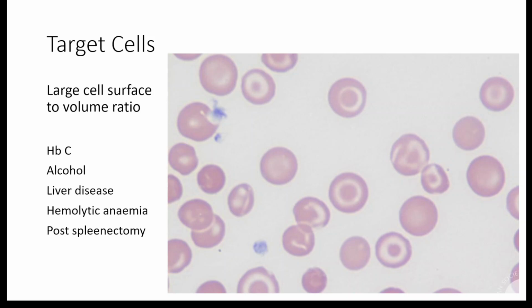In conditions like hemoglobin C, alcohol abuse, liver disease, both these conditions are associated with abnormal lipoprotein metabolism. Hemolytic anemias, and in post-splenectomy patients, you could find such target cells.